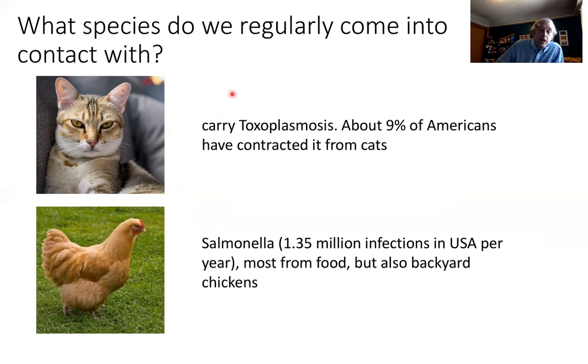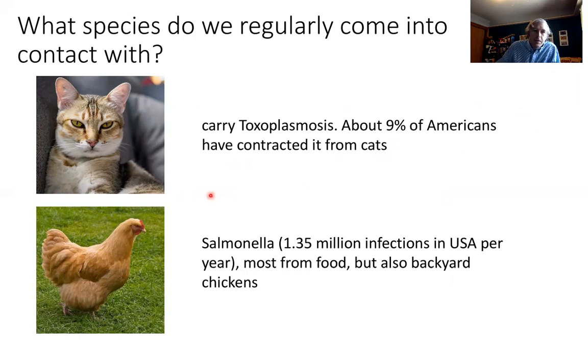Toxoplasmosis is very common in the US. About 9% of Americans have contracted it from cats, so almost 1 in 10 people is infected with toxoplasmosis, and they got it from their cat. You cannot transmit toxoplasmosis between people. Well, you can, but the process is horrendous, and we won't go into it.